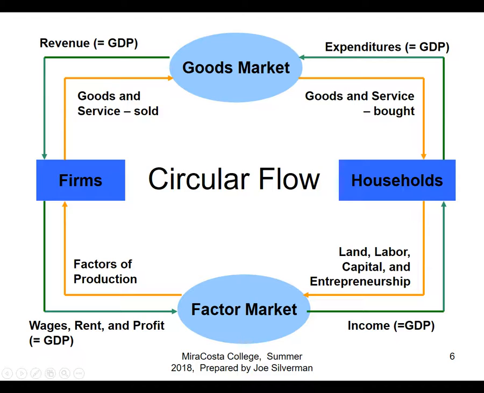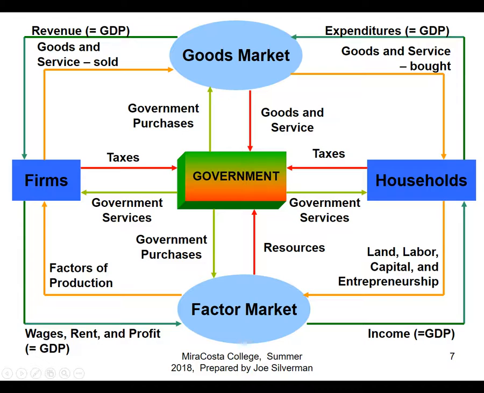So this is our macroeconomic model. It's basically saying that firms and households interact in two markets. One is the goods markets. That's where we go in to buy stuff made by firms. And the other one is the factor markets. That's where we provide factors of production in order to make money. And it's called a circular flow because unless we bring something in, there shouldn't be any leakages. We can bring other things in.